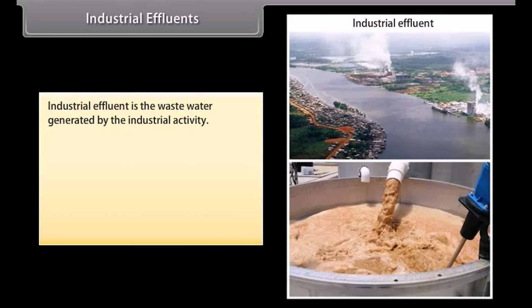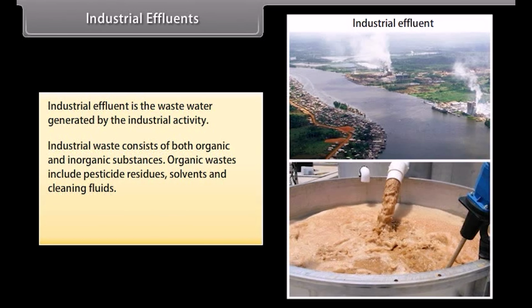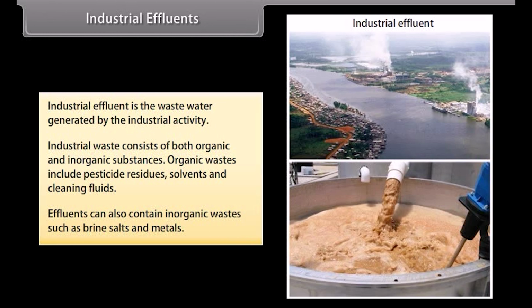Industrial effluents. Industrial effluent is the waste water generated by the industrial activity. Industrial waste consists of both organic and inorganic substances. Organic wastes include pesticide residues, solvents, and cleaning fluids. Effluents can also contain inorganic wastes such as brine salts and metals.